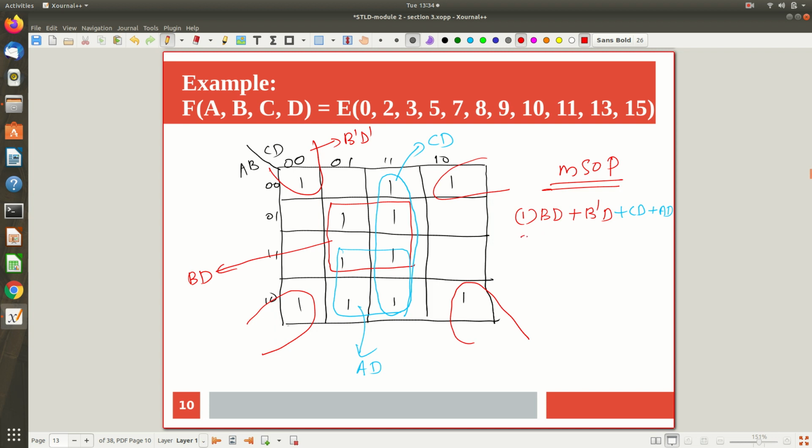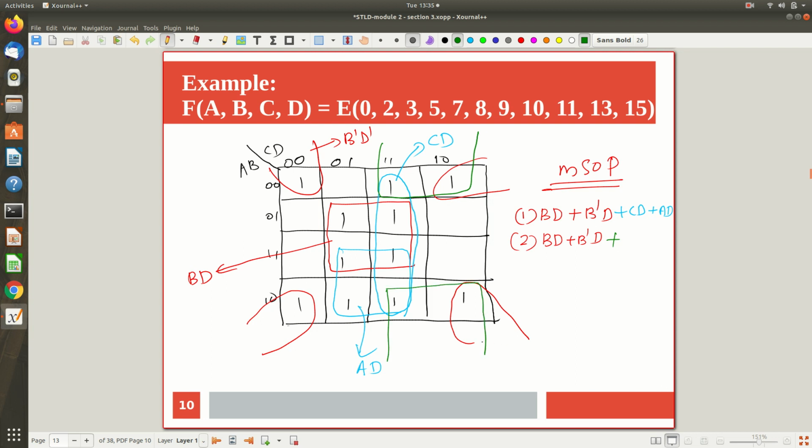Now let me write another minimized expression. What I am going to do now is BD plus B dash D, that is there in all expressions, that is for sure. Now when I write a different combination, what is interesting is that instead of taking this, which I did, the same one I can cover using this grouping also. So I am focusing on this grouping.